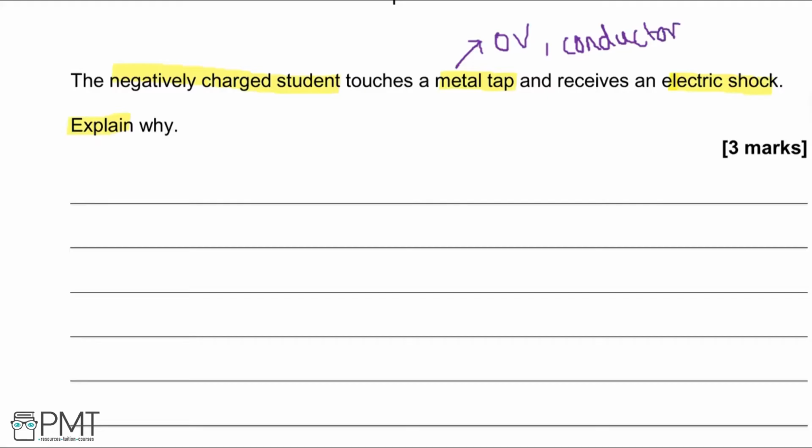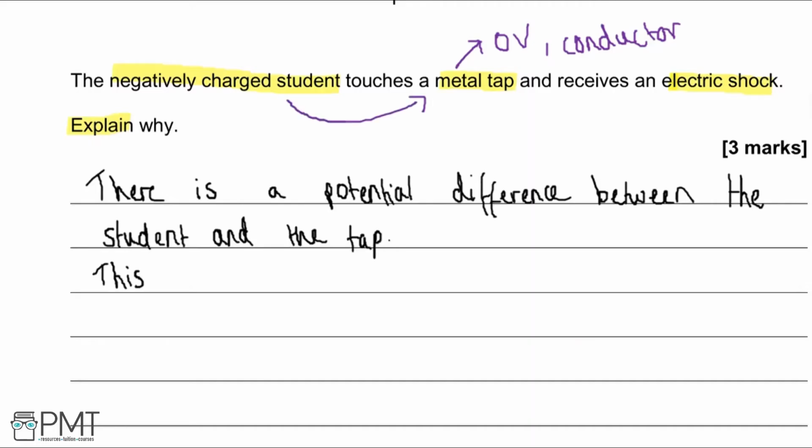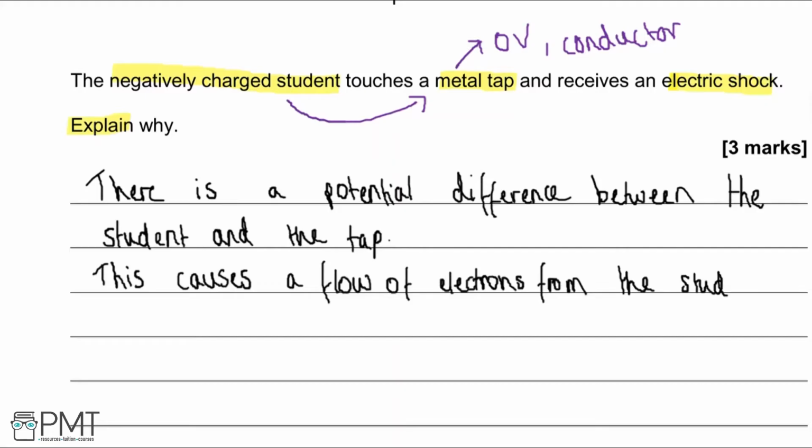So we have the metal tap, which is at 0 volts, and we have the negatively charged student. They have a buildup of electrons on them. This means that they are not at 0 volts. Therefore, there is a potential difference between the negatively charged student and the metal tap. So we know that when we have a potential difference, this allows a current to flow. And this current is the flow of electrons from the negatively charged student to the tap, which conducts these electrons.